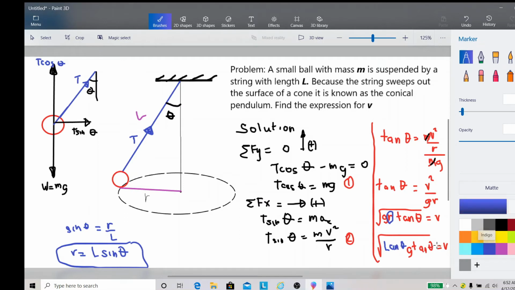Okay, so this is sine theta. This one is tangent theta. So there you have it.